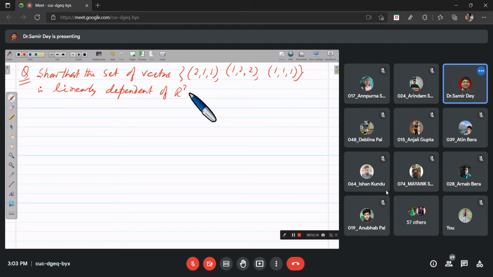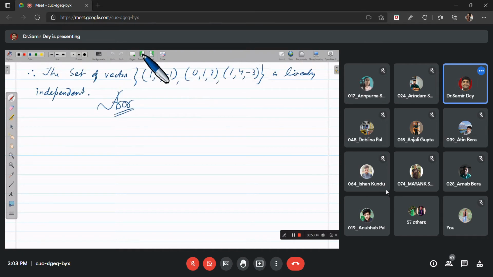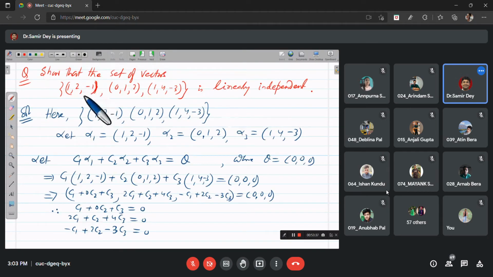Sir, the previous one was independent and this one is dependent. Yes, very good. So last one was an independence question and here it is a dependence question. Correct. Anything else? Dependent on R3, sir. Yes, I'll explain. In the last question, here it is defined only this vector.